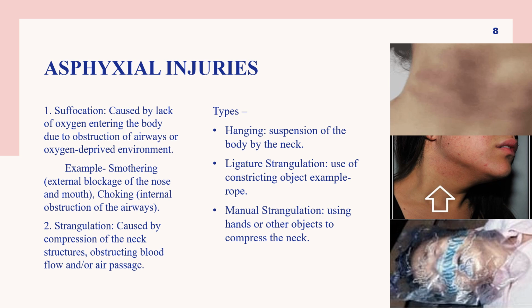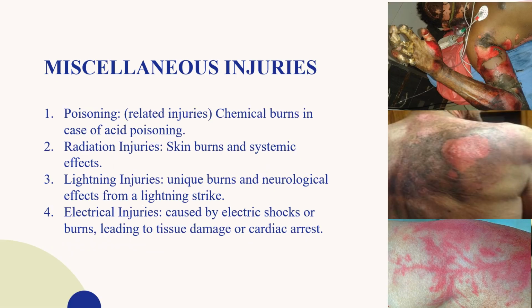The second type is strangulation, caused by compression of the neck structure obstructing blood flow and or air passage. The types of strangulation are hanging, suspension of the body by the neck, ligature strangulation, use of a constricting object, example rope, and manual strangulation, using hands or other objects to compress the neck.